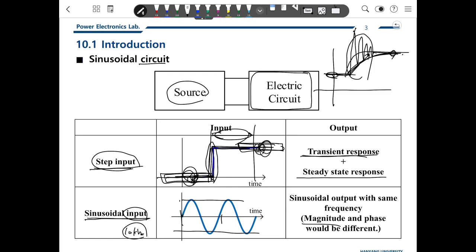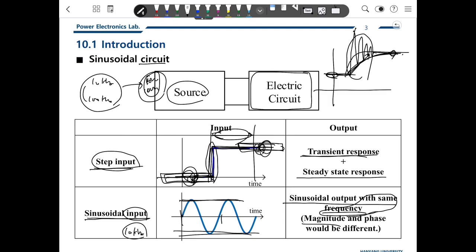But the magnitude and phase will be different. But the frequency is the same. We call that the sinusoidal steady state output. That is a very critical point here. If input is 10 hertz, output should be 10 hertz. If input is 100 hertz, then the output should be 100 hertz. So if input has 10 hertz and also 100 hertz, then output should have 10 hertz and 100 hertz. So that is the sinusoidal circuit's characteristic here.